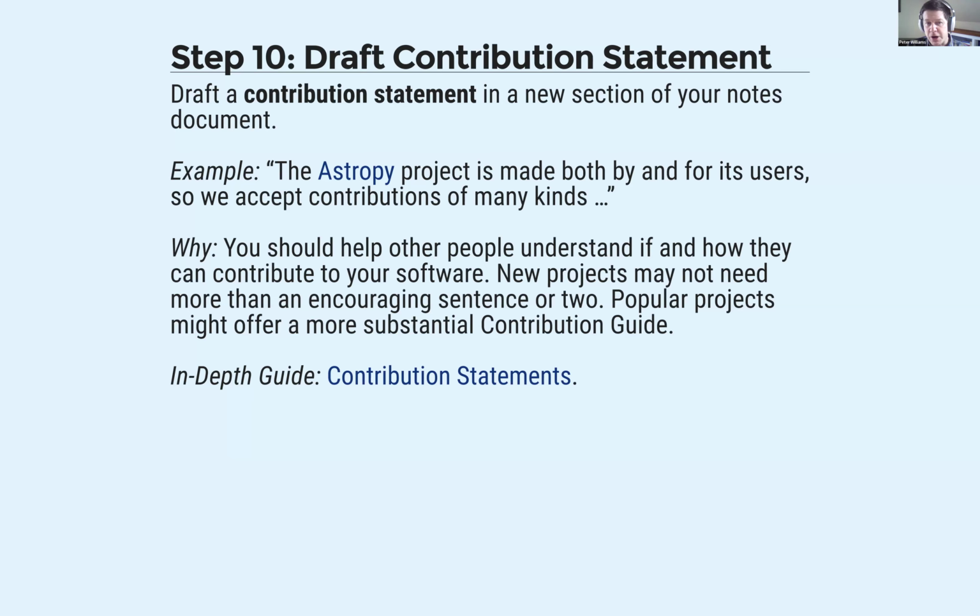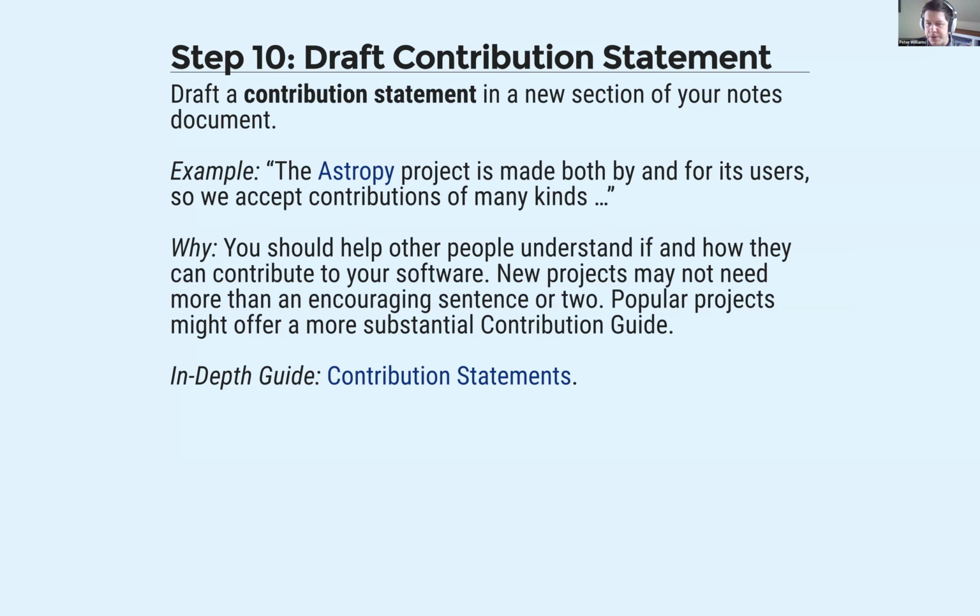I would recommend for a new project a few sentences that are encouraging, saying, hey, if you have something to contribute, file an issue on GitHub, reach me, use the contact information. That's probably all you need. As a project evolves and matures, some projects have quite substantial contribution guides that can even get to details of variable naming and how to design tests. But if you're just starting out, you can do a lot less.